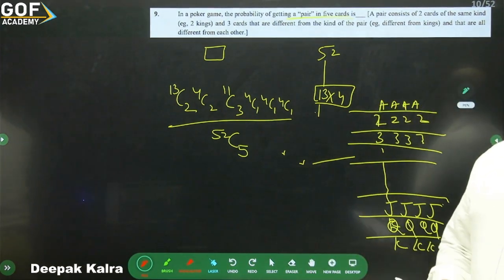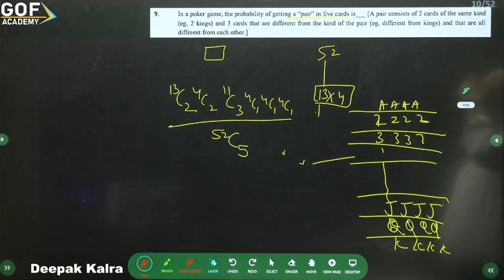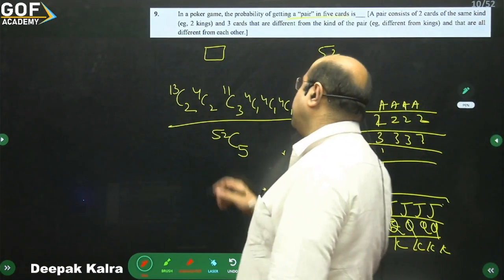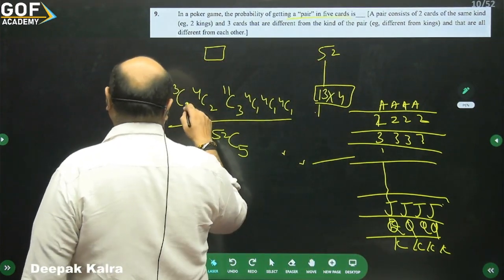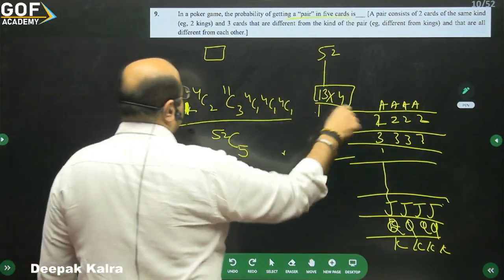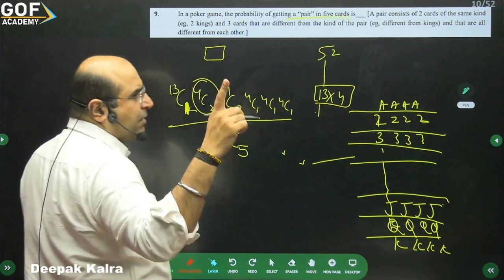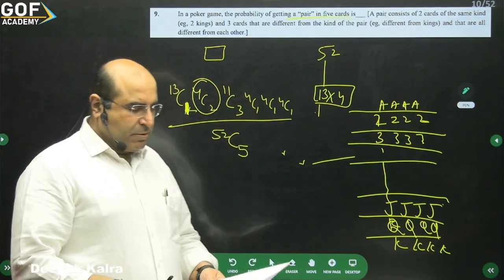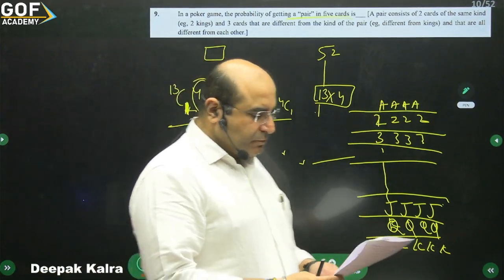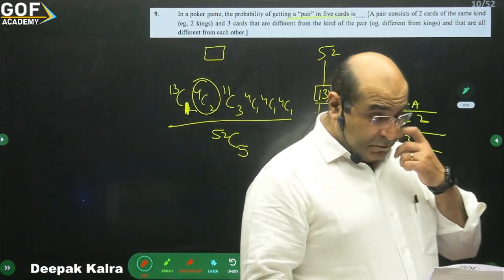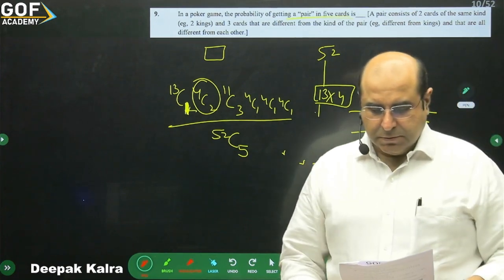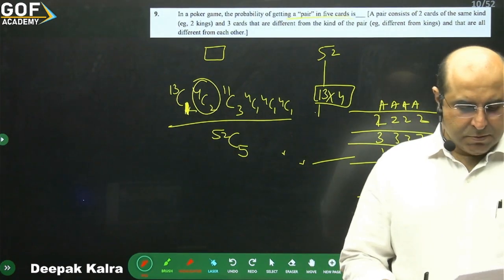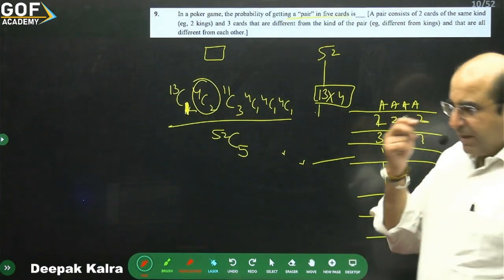Which one? Why am I selecting two? Okay, it should be one. Yes, correct. I have to select any one group out of which I have to select two cards. It should be 13C1, not 13C2. Fine. Is that clear? Okay, move ahead. Though we did it in the class.